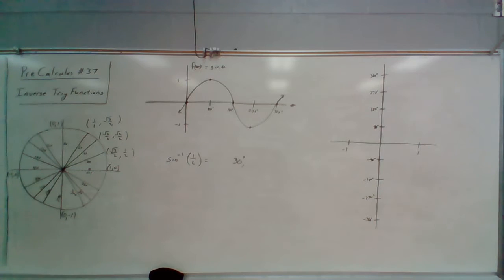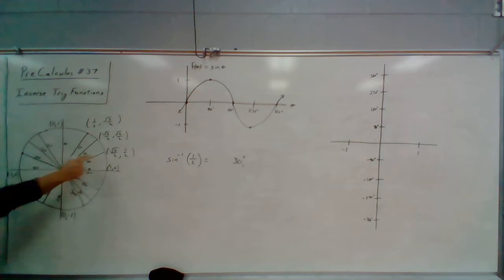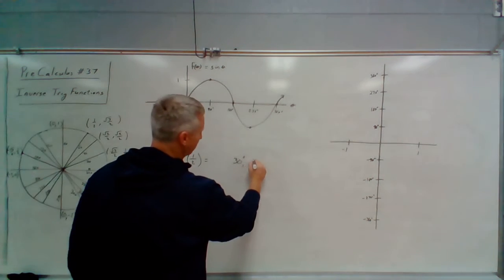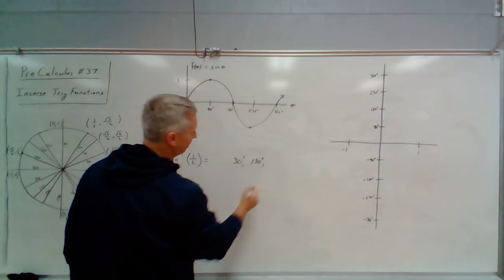Okay? But that's not the only answer. Also, this point, this one matches with this. So this point would be, you guys can't see that. Let me try again. So this point would be negative square root of 3 over 2, 1/2. But still, the sine of 150 degrees is 1/2. So sine inverse of 1/2 could also be 150 degrees.